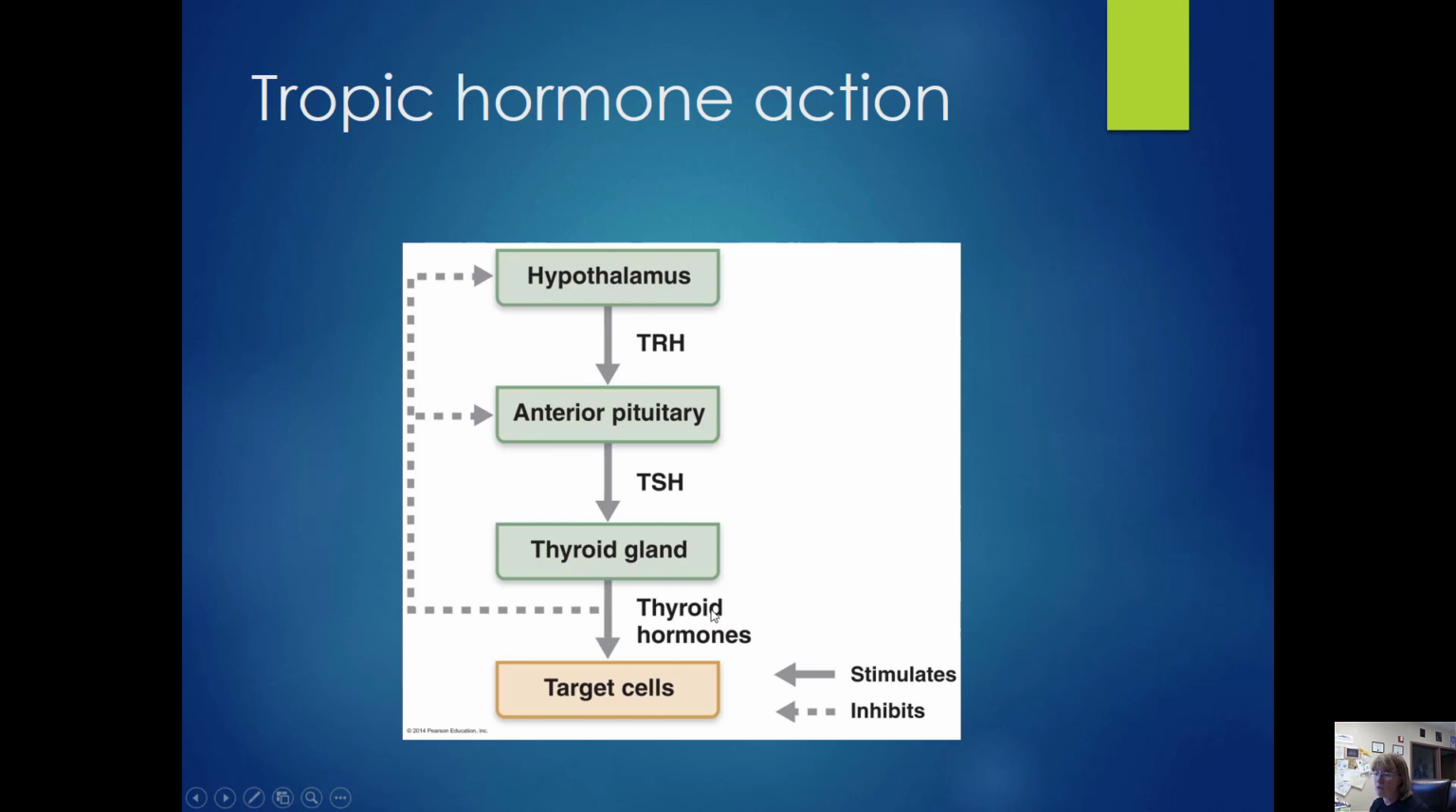So if I have enough thyroid hormone circulating through my bloodstream, I don't need to constantly be making TRH and TSH. And we'll get into that in, I guess, the second study guide, the one that has to do with thyroid hormone. All right.